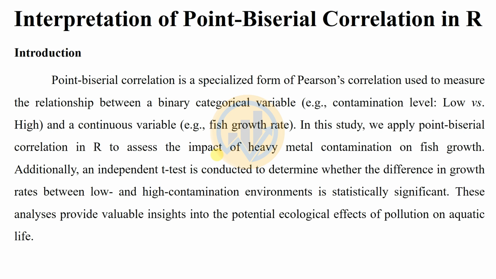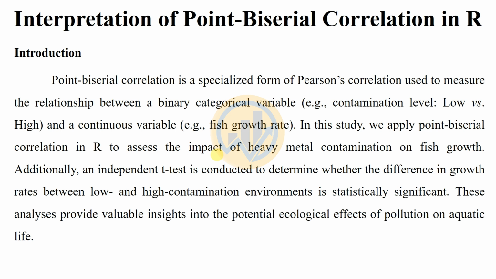Interpretation of point-biserial correlations. The point-biserial correlation is a specialized form of Pearson correlation used to measure the relationship between a binary categorical variable, for example contamination levels, low versus high, and a continuous variable, for example fish growth rate.